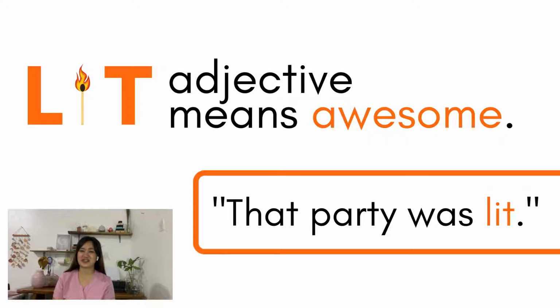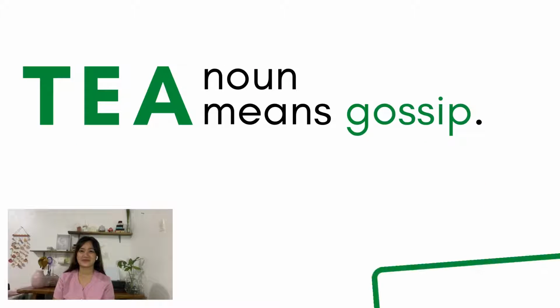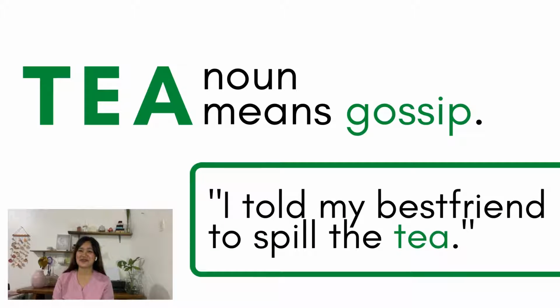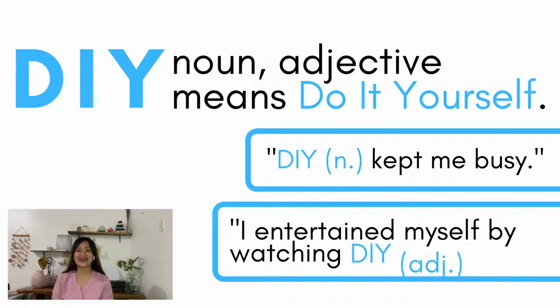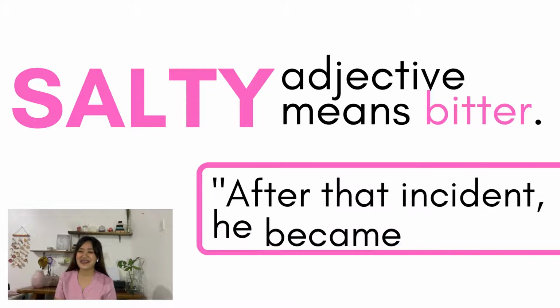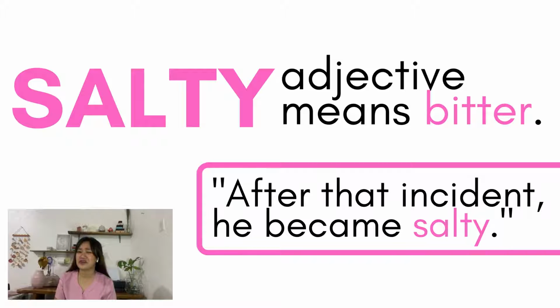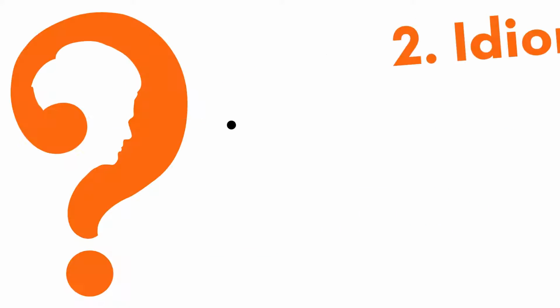Lit, which means awesome. Tea means gossip or story. DIY means do it yourself. Salty is a description for someone who is bitter. Have you heard of this? Now you know what they mean.